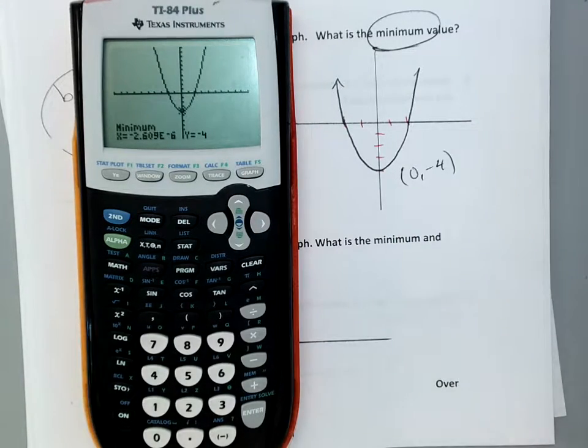Now, this is weird because it gives us this strange number for the x-value. That is 0. The calculator doesn't do math. It just looks for us. Look, it thinks it's at, you ready? Watch this. It thinks it's at 0.00002609, blah, blah, blah, -4. But that is 0. That's for sure 0. In fact, we can prove it's 0, right? The calculator can't do math. It searches for things. It thinks it's there when we know it's at 0. So when you see those weird numbers, you know that's 0, okay?